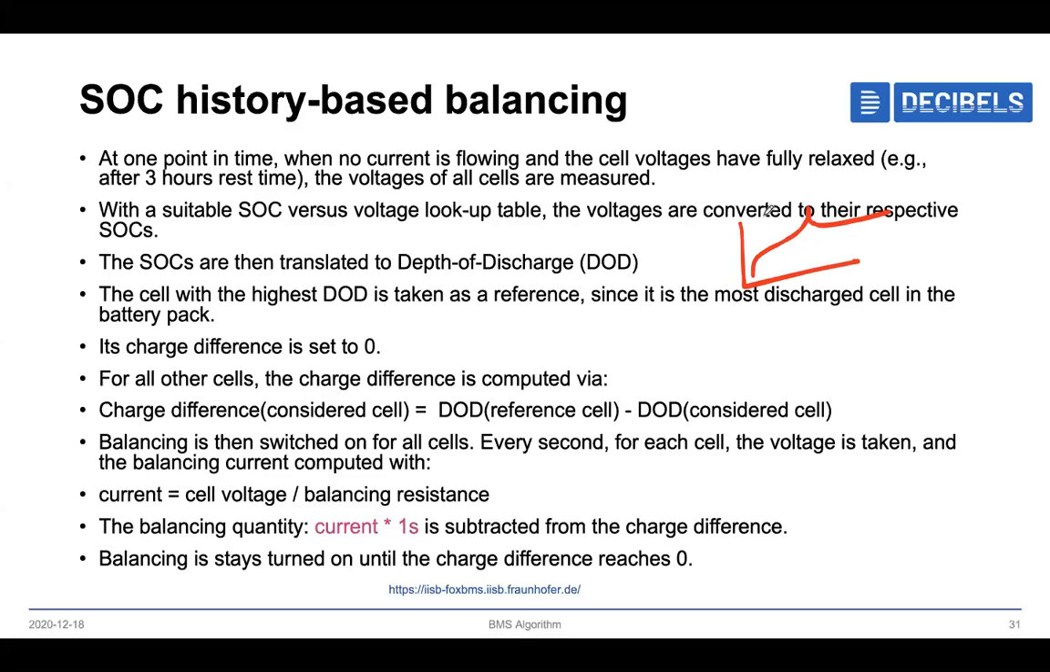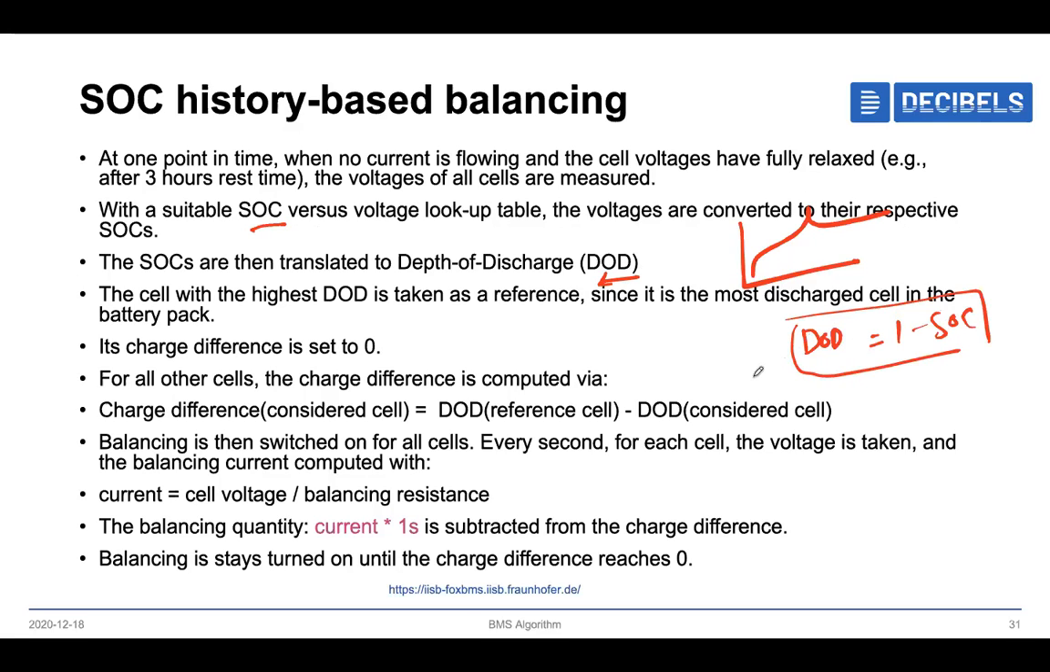Then we'll try to measure the SOC, state of charge values, by using the voltage lookup table method, or whatever methodology you're using. Then from the state of charge, we can calculate the depth of discharge. Depth of discharge is nothing but 1 minus SOC. They are vice versa. So after calculating the depth of discharge, we'll get to know which cell has discharged very fast. Only the weak cells will discharge very fast.